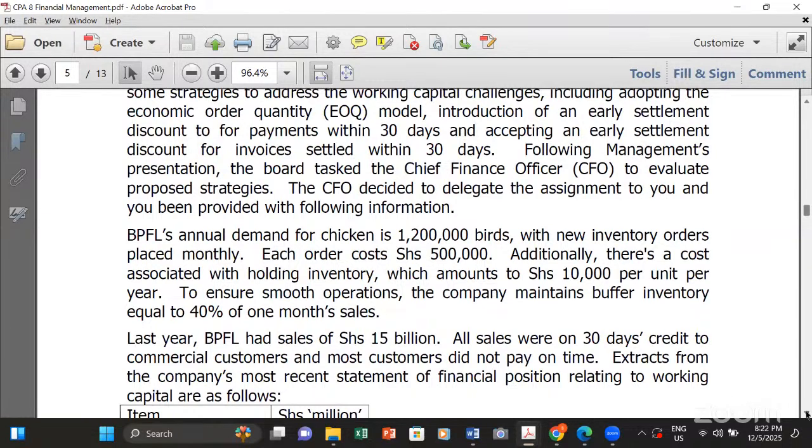Additionally, there is a cost associated with holding inventory. That is holding cost. The other one is ordering cost. Now, holding cost amounts to 10,000 shillings per unit per year. To ensure smooth operations, the company maintains the buffer inventory, which is equal to 40% of 1 month's sale.